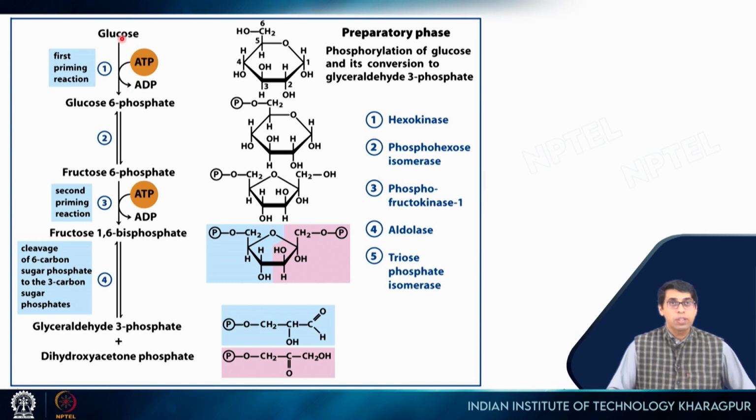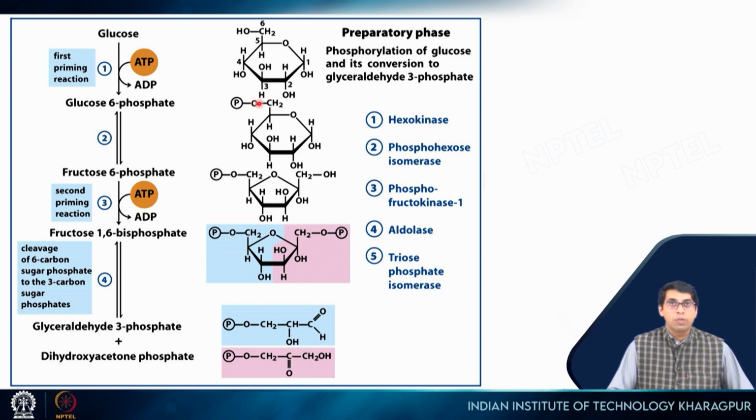Okay, so in the first step, glucose is phosphorylated by the enzyme hexokinase to produce glucose 6-phosphate, and it will look something like this, right? So this is glucose, and this is the 6th carbon, so it is numbered as 1, 2, 3, 4, 5, 6. Each of these positions is a carbon molecule, right?